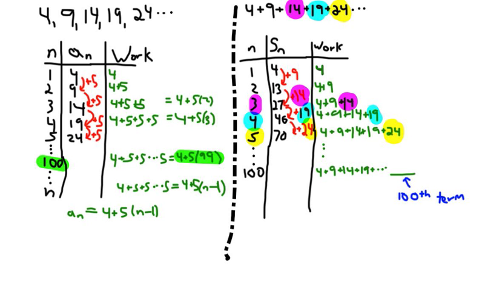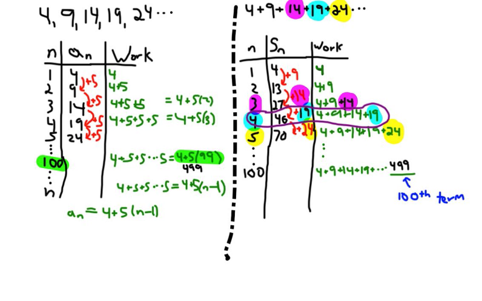The 100th term was 4 plus 5 times 99, which if we actually do it, 5 times 99 is 500 minus 5 is 495, plus 4 is 499. So we know that the 100th term is 499. So that's where we're going to stop. But that doesn't mean we're finished, because we're looking for the sum of 4 plus 9 plus 14 plus 19 all the way up to 499. How do we do that?